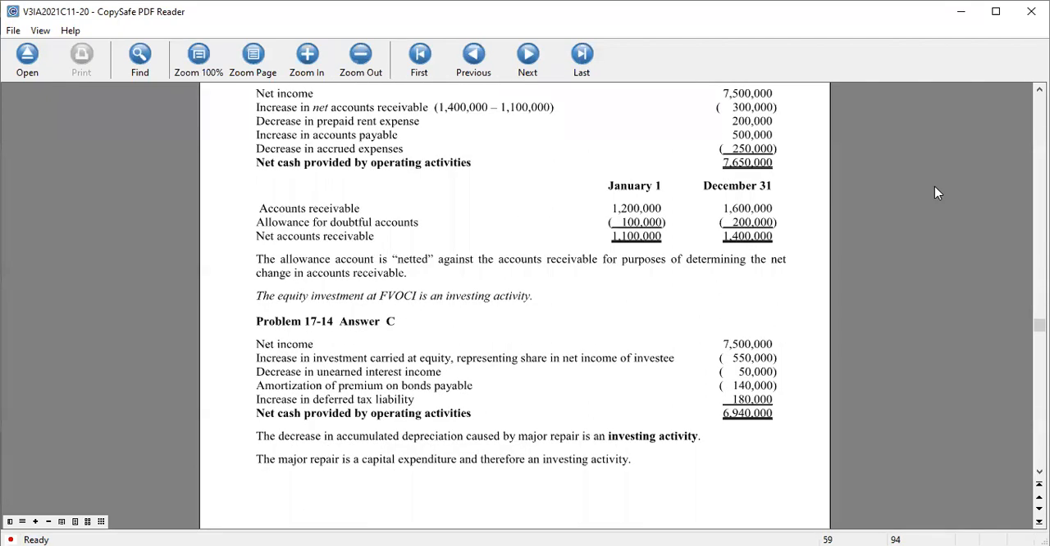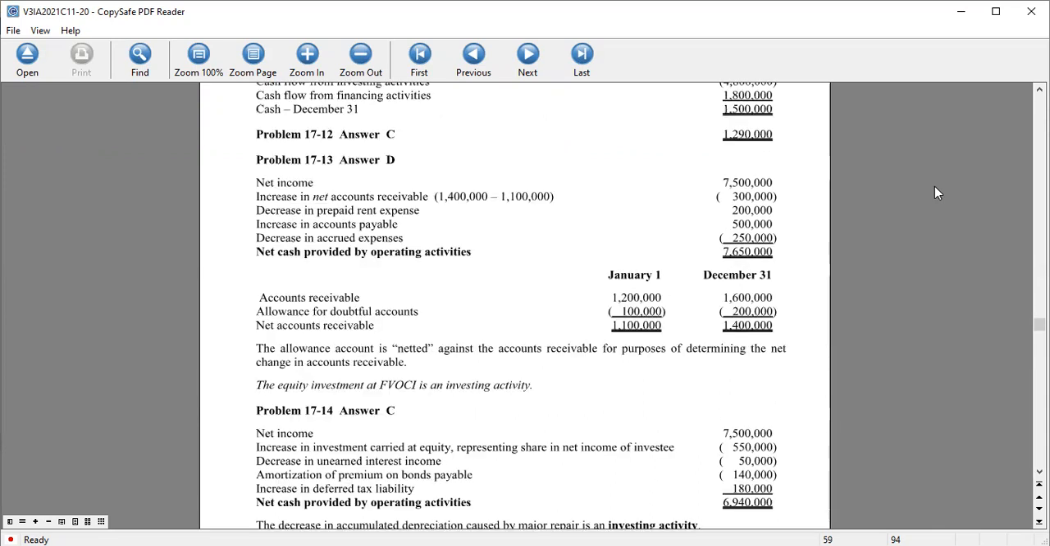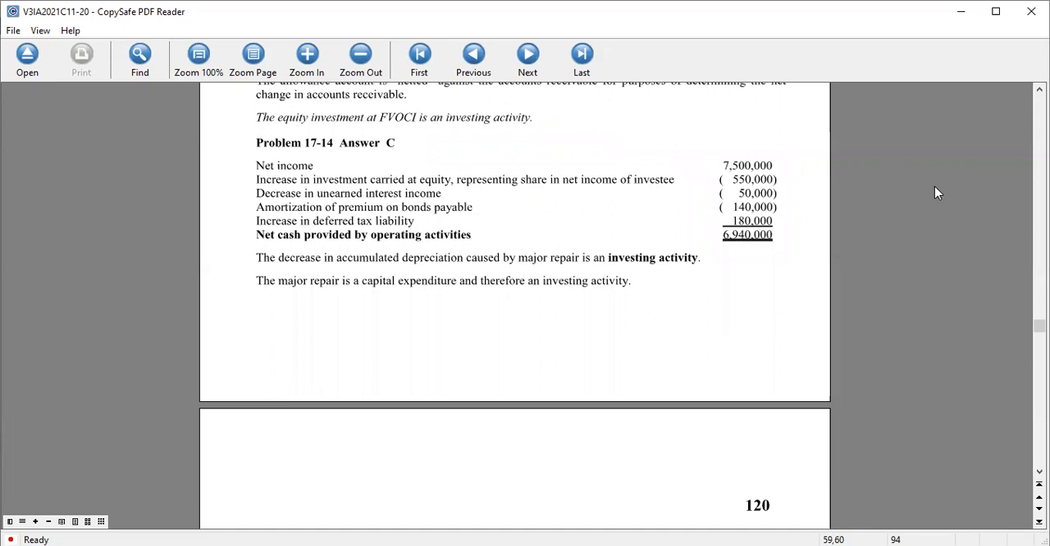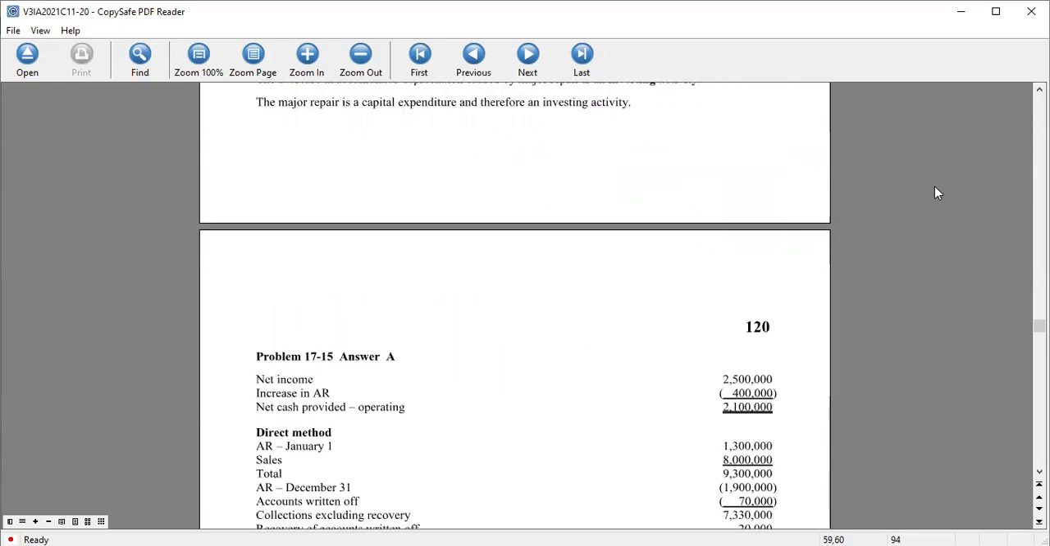We have now the computations supporting the above figures. The equity investment is fair value under comprehensive income. Now we have an investing activity. So we have now the operating activities. That's the amount of the answer to number 13, letter D, 7,650,000. Then for number 14, what amount should be reported as net cash provided by operating activities?